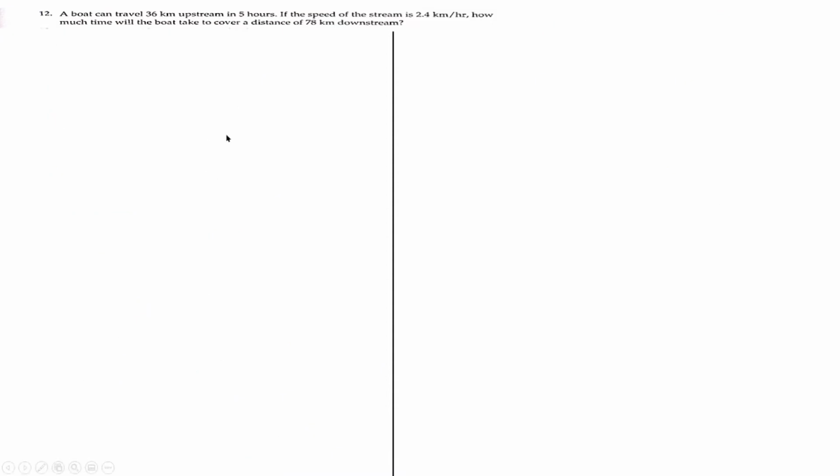Moving on to the next question. A boat can travel 36 km upstream in 5 hours. If the speed of the stream is 2.4 km per hour, how much time will the boat take to cover a distance of 78 km downstream?